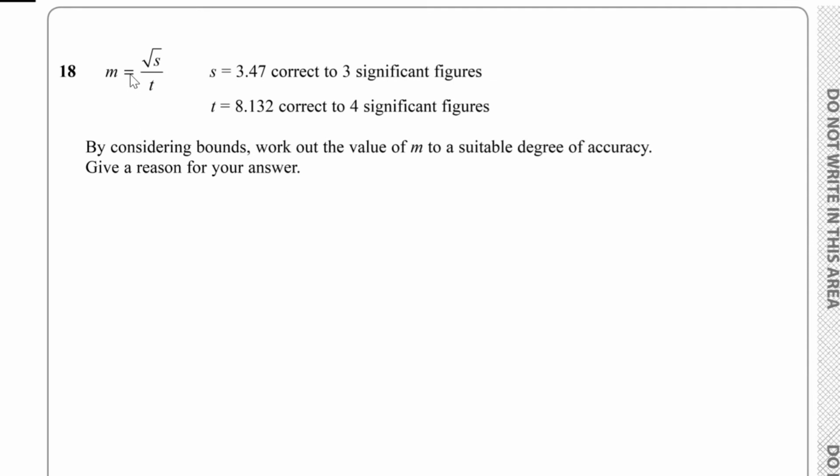Question 18. M is equal to the square root of s over t. S is equal to 3.47, correct to three significant figures, and t is equal to 8.132, correct to four significant figures. By considering bounds, we have to work out the value of m to a suitable degree of accuracy. Give a reason for your answer. Well, what we need to do over here is find the upper and lower bounds of s and t.